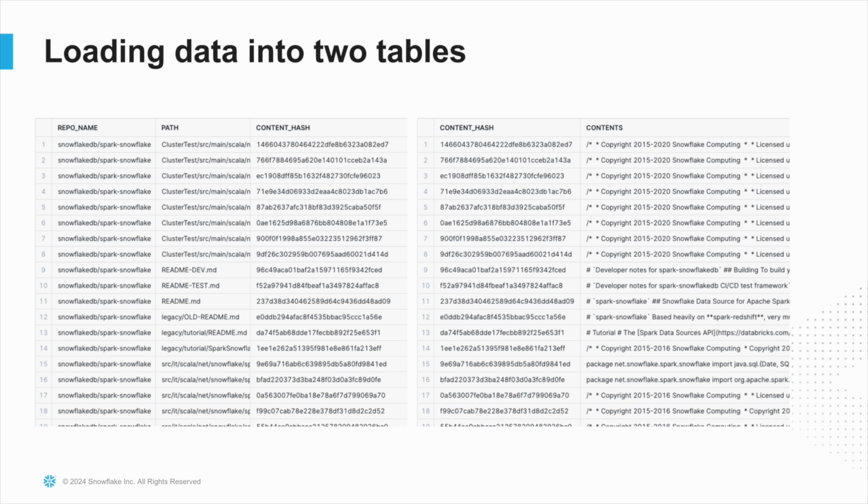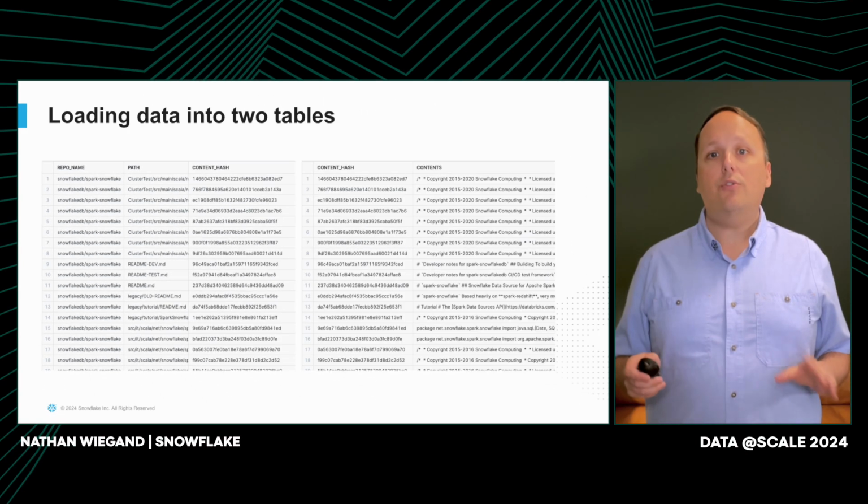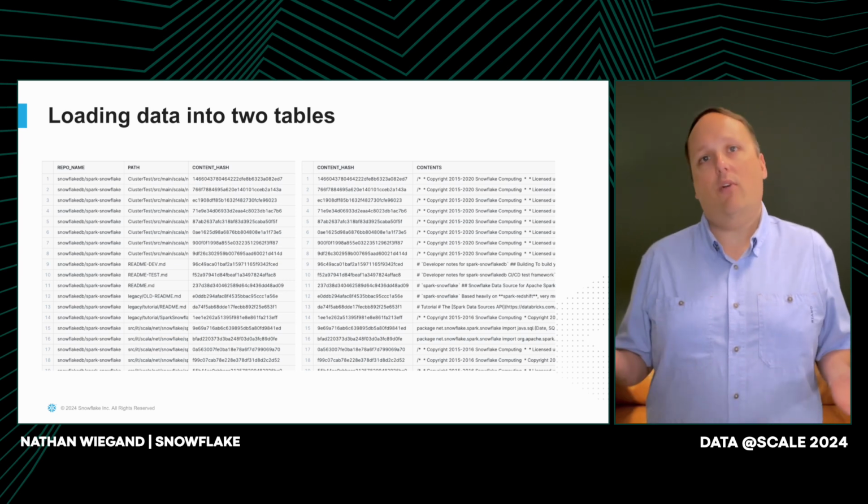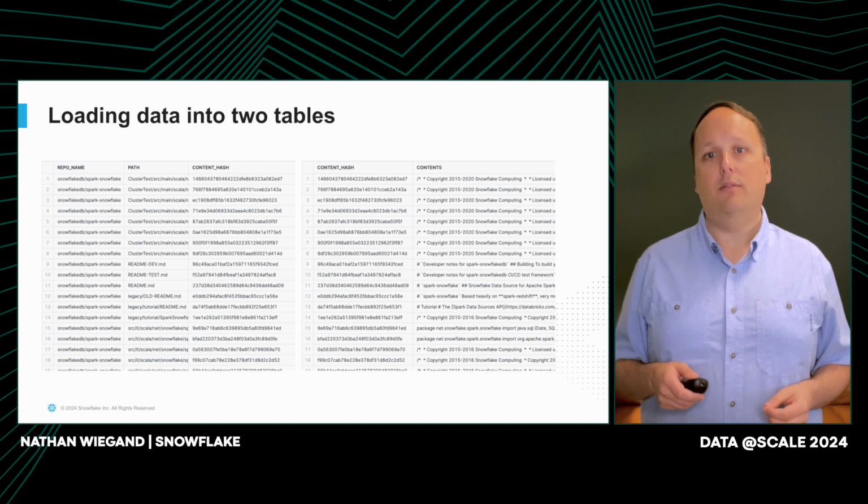So instead, we break the table into two: file metadata and file contents. This saves a lot of storage costs, and it makes some queries a little cheaper. Also, structuring the data this way makes it really easy for us to do file-level deduplication because we've already computed the content hashes of all of the files.